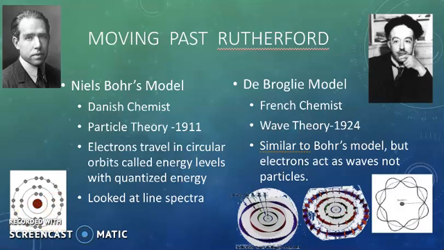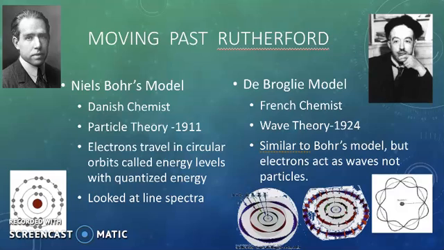Bohr was a Danish chemist and created the particle theory in 1911. He said electrons travel in circular orbits called energy levels with quantized energy. He also looked at the line spectra to discover this, which we will talk about in our next unit. So Bohr's model looks like planets revolving around the sun. That's why it's called a planetary model.